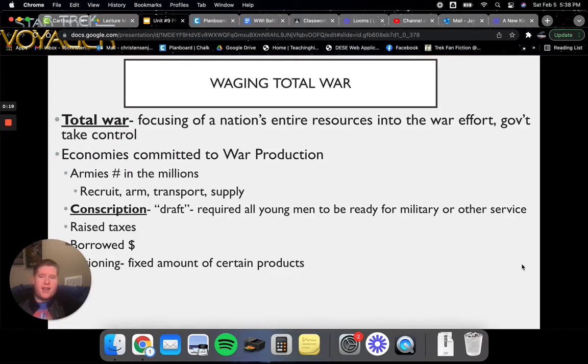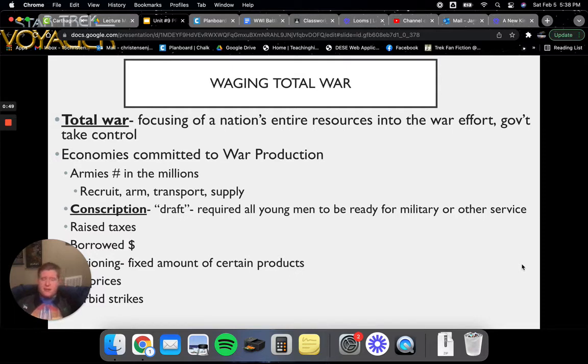Both sides decided to wage a total war on each other, in which we see a focus of an entire nation's resources into the war effort, and the government takes control of the entire economy. We also see economies becoming completely committed to war production, and armies ranged into the millions, where it was the goal to recruit, arm, transport, supply, and send them out just as fast as we could.